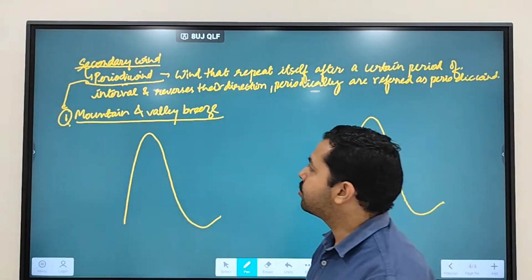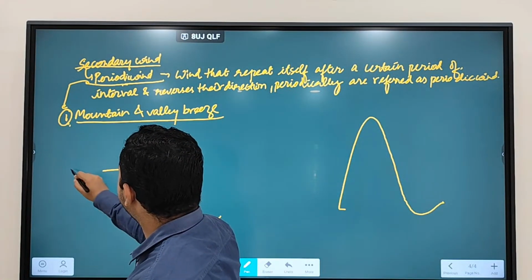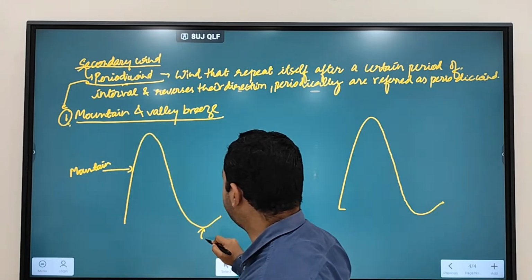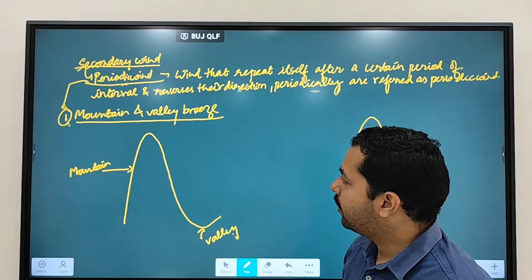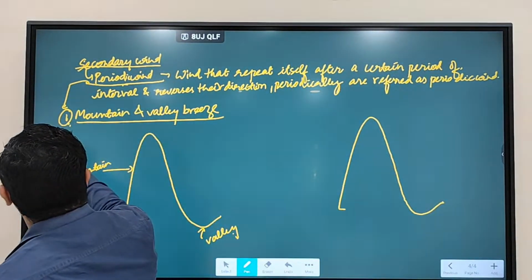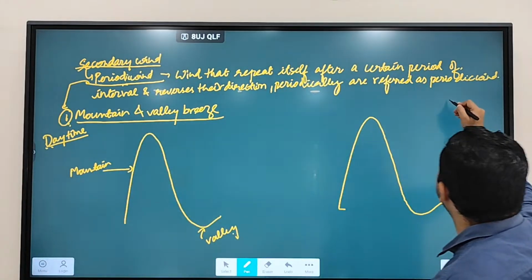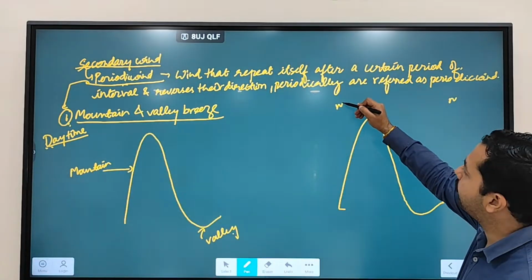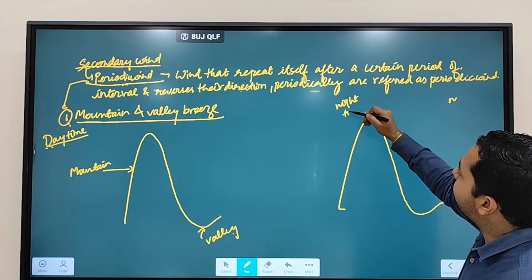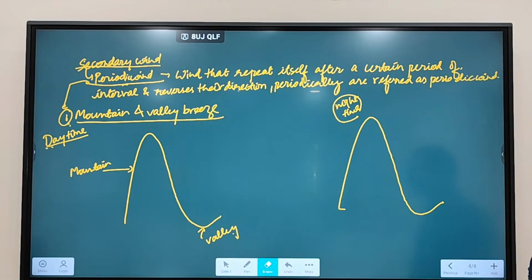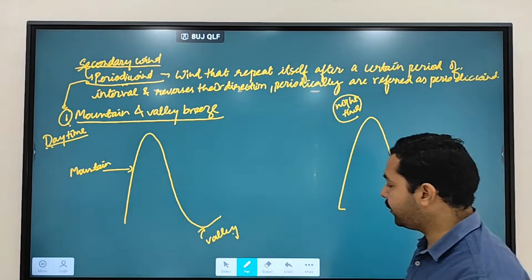Fine. So this part is referred to as a mountain and this part is referred to as what? Valleys. Now this we are taking up as a daytime scenario. What will happen during daytime? And this we are taking up as a nighttime scenario. What will happen during the nighttime? So you have two types of scenario, daytime as well as nighttime.